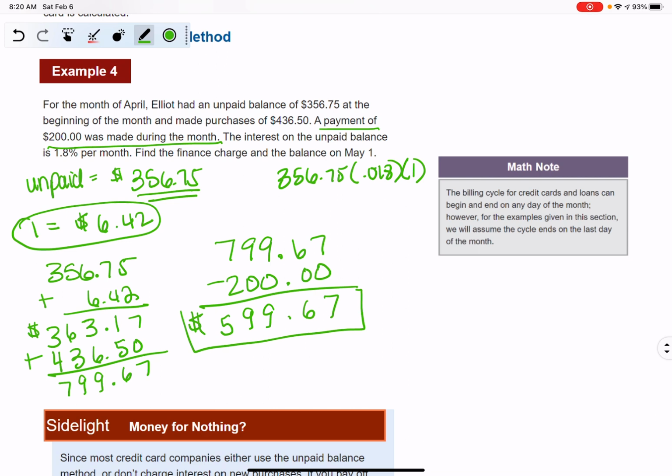Once again, if you don't pay your credit cards off every month, you're going to be charged the interest. So this is unpaid. This is the interest. Okay? This is now your new balance, in addition to whatever else you purchased. And then your payment. So now your unpaid balance is $599.67. All right.